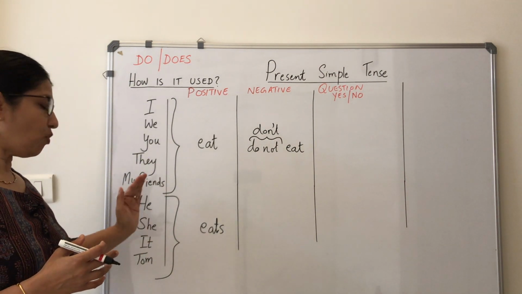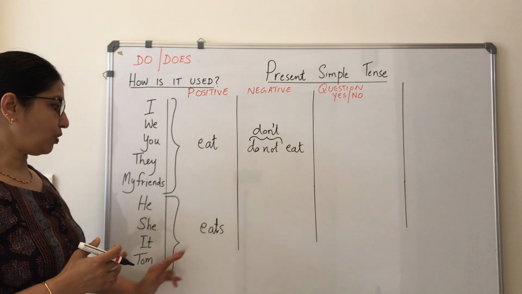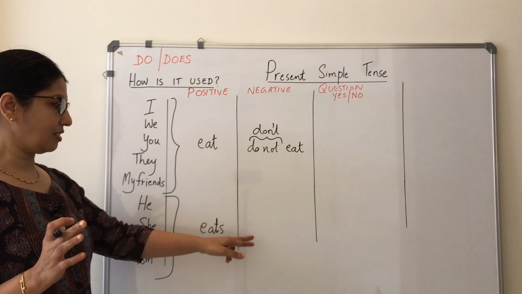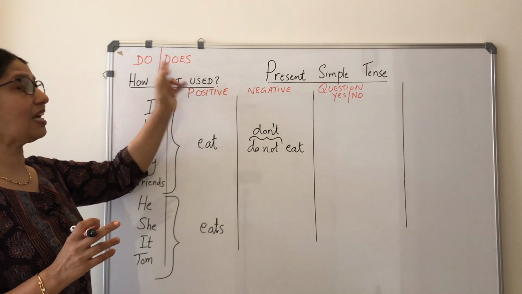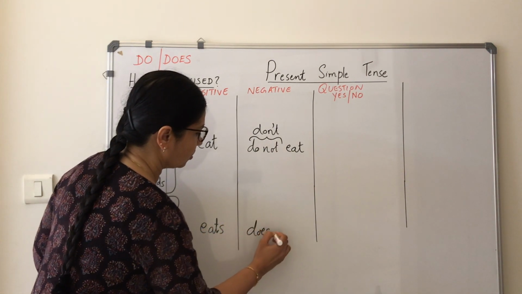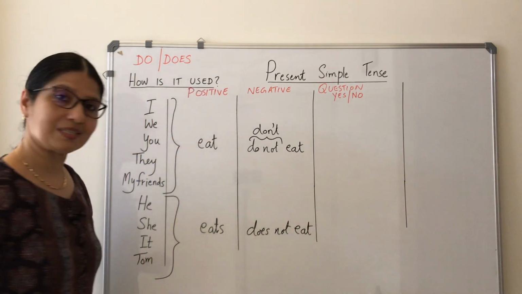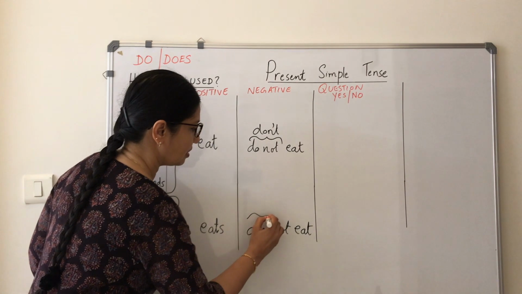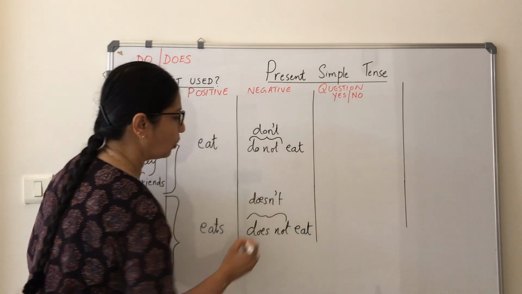And now when we move on to the singular subject, we used the verb with S. So that means here we have to go for does. So here we are going to take the help of does. So here we have he or she or it doesn't eat. And the short form of does not is, as I told you, doesn't. How do we get that?